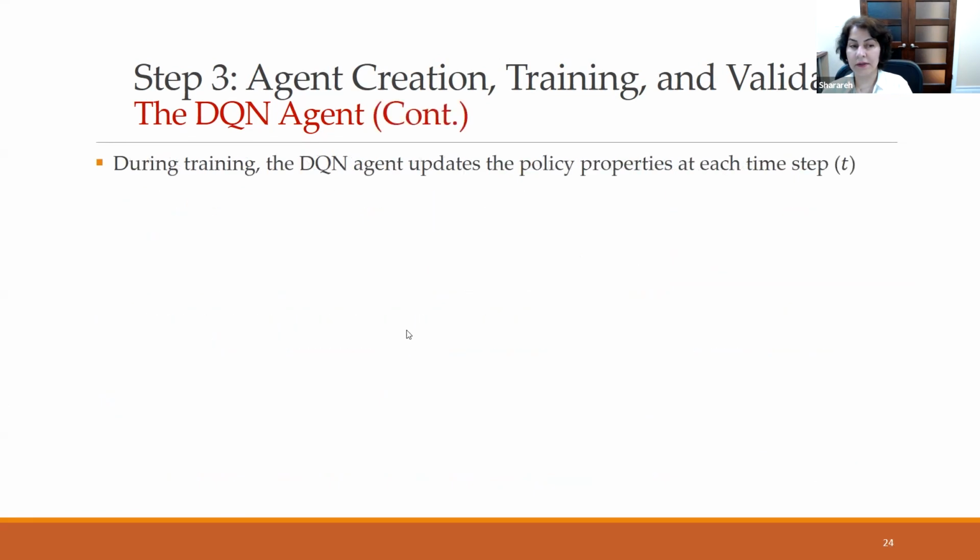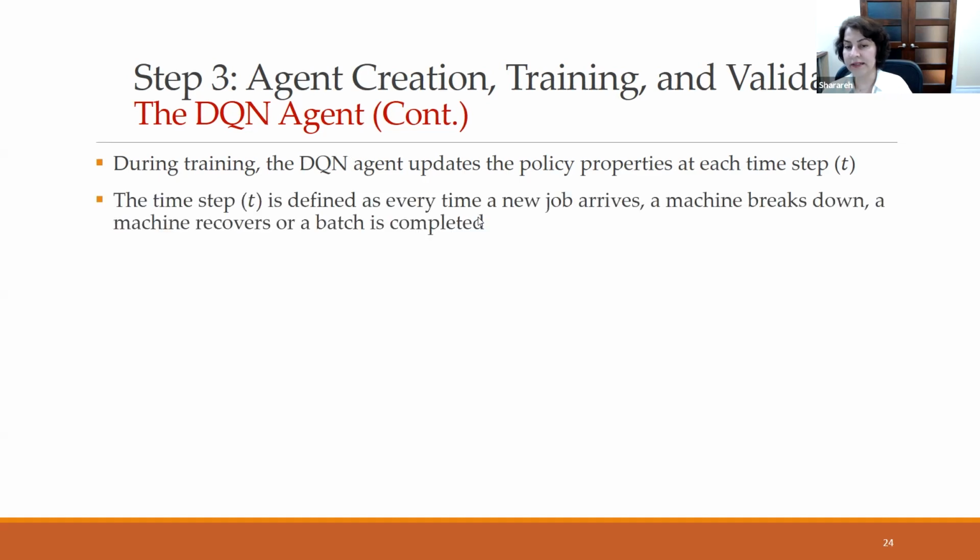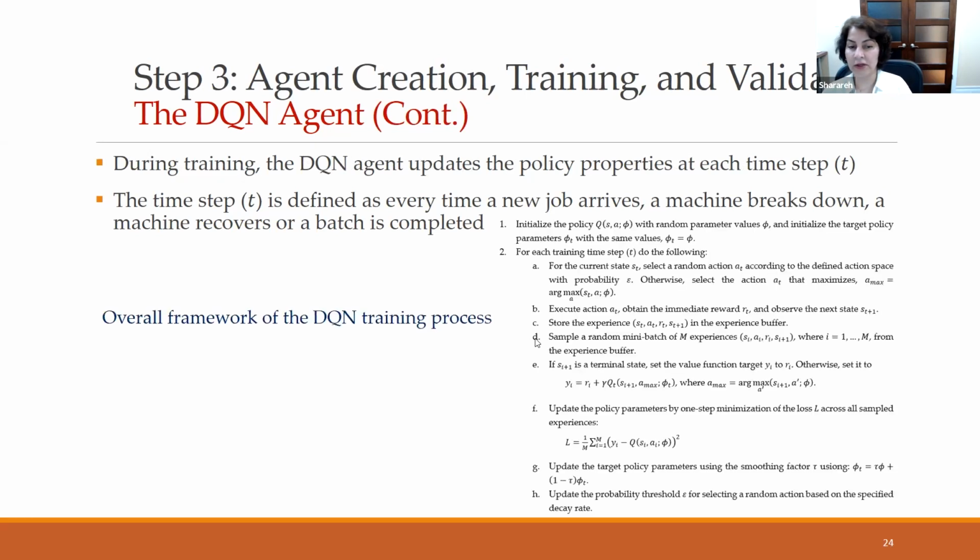When training is done, during this training, the DQN agent also updates the policy parameters at each time step. Each time step in our problem is when an event takes place, which could be a machine breakdown, a new job arrival, a machine being recovered, or a batch being completed. And here it shows the framework of the DQN training process.